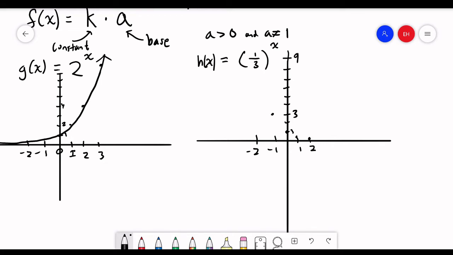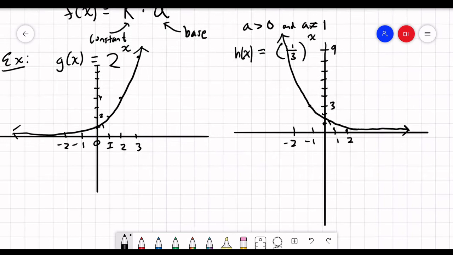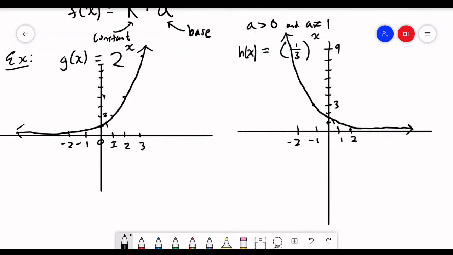X is 0, out comes 1, x is negative 1, out comes 3, x is negative 2, out comes 9, x is 1, out comes 1/3, x is 2, out comes 1/9. So we go ahead and connect the dots, and we get that exponential function.